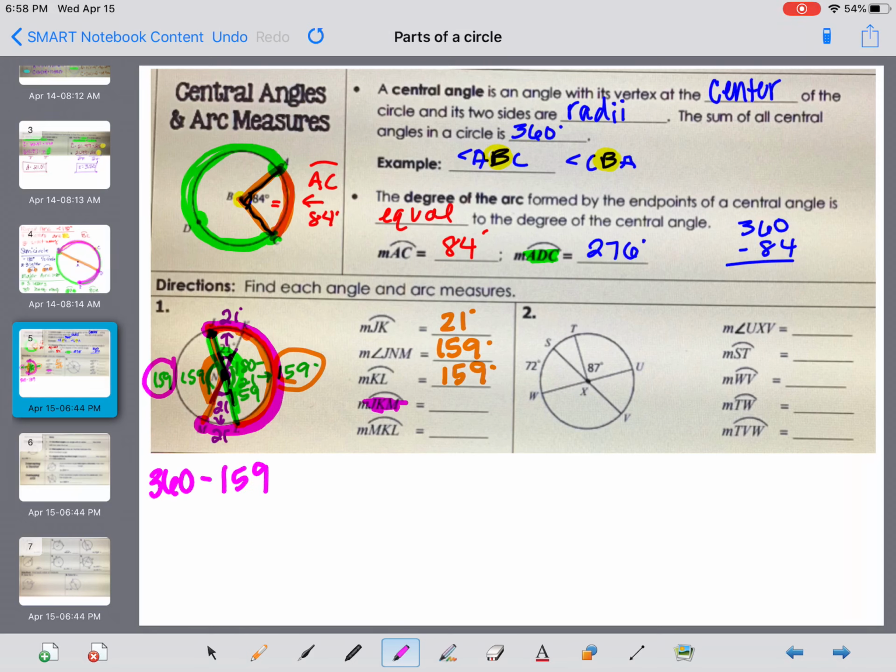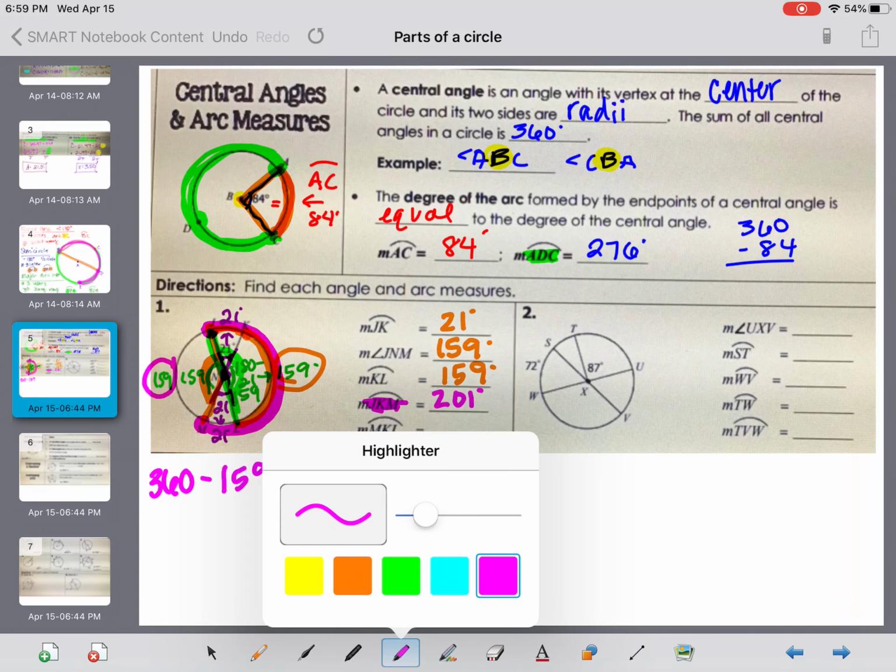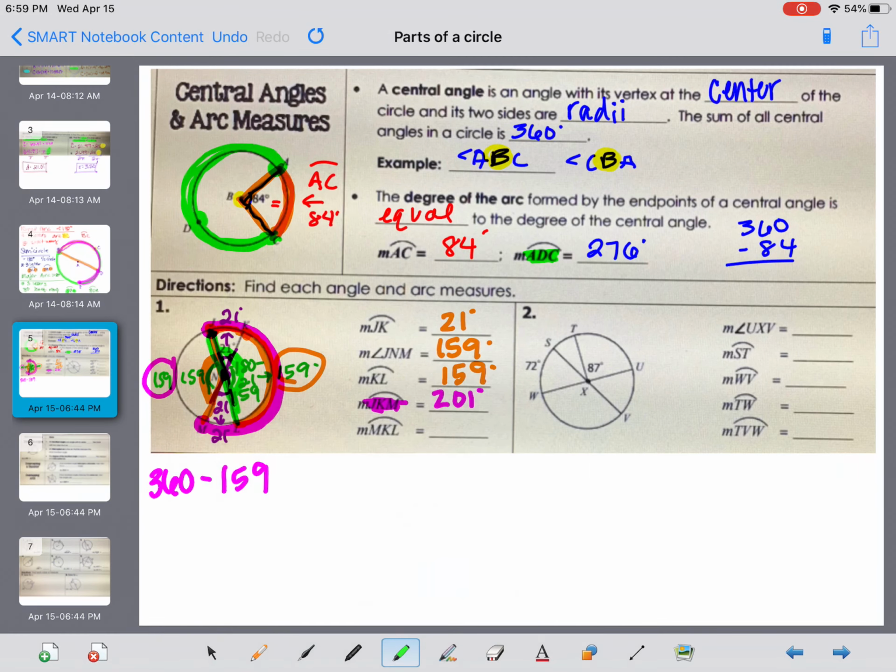So take a look at what that does. That is the entire circle except for this 159. So I can just say 360 minus 159 because I know the whole circle is 360 and all I'm leaving out is that 159 there. So 360 minus 159 gives us 201 degrees.